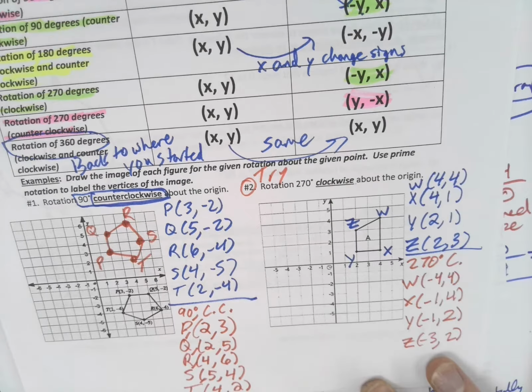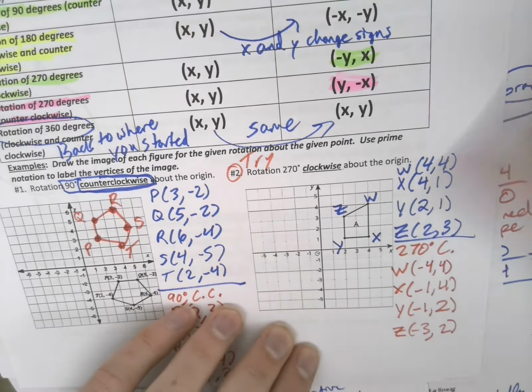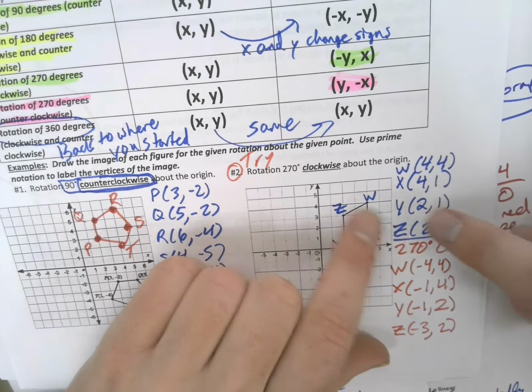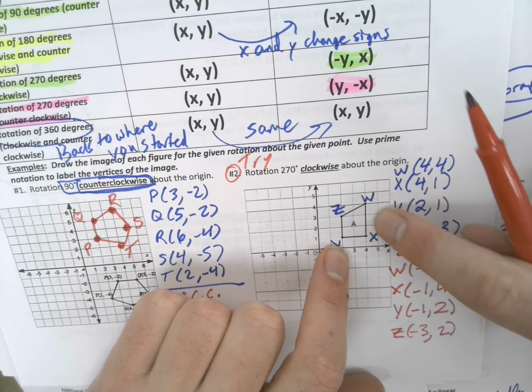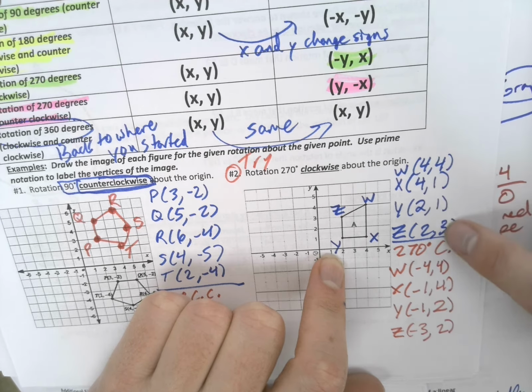You can pause the video. Let's see how you guys did with these points. So I labeled out my points, W, X, Y, and Z. Since we're going clockwise, I thought I'd label my points clockwise.